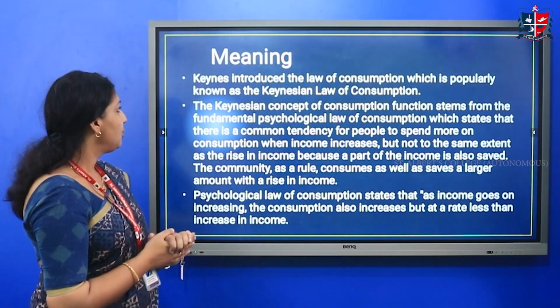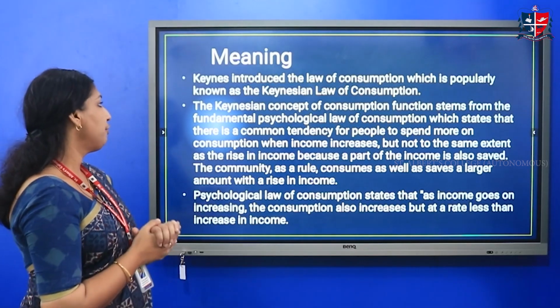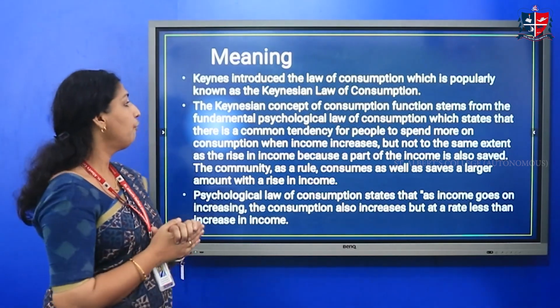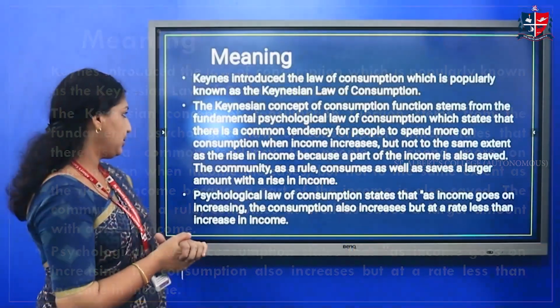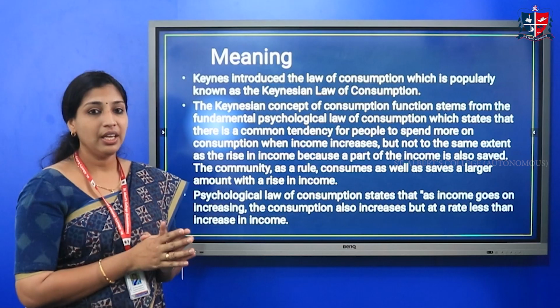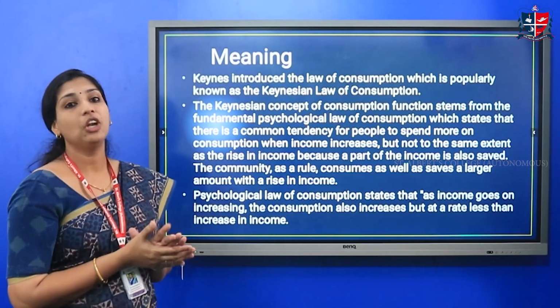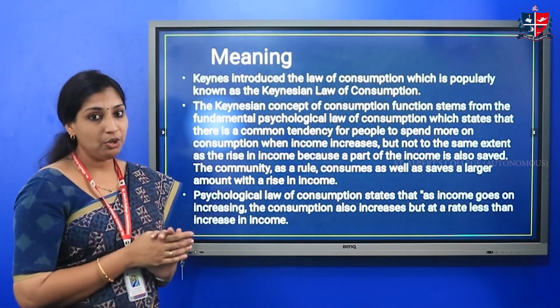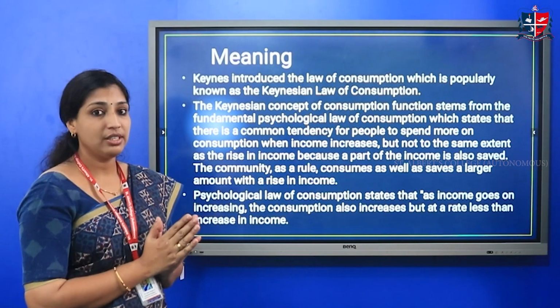Keynes' concept of consumption function stems from the fundamental psychological law of consumption, which states that there is a common tendency of people to spend more when their income increases. But this increase in consumption won't be in the same proportion to the increase in income, because a part of income will also be saved. So Y is equal to C plus S. Y is income. It is a sum of consumption and savings.